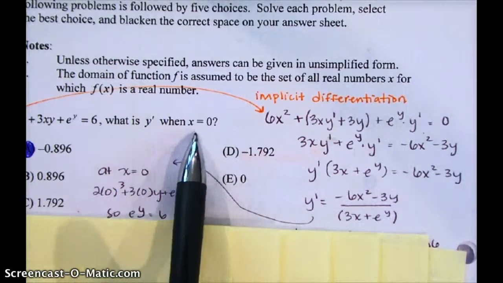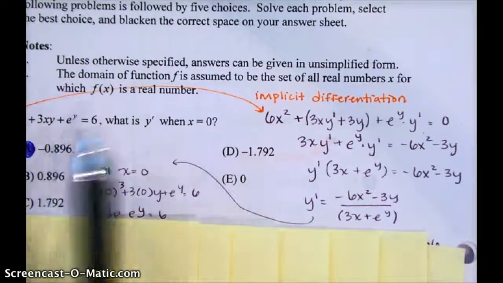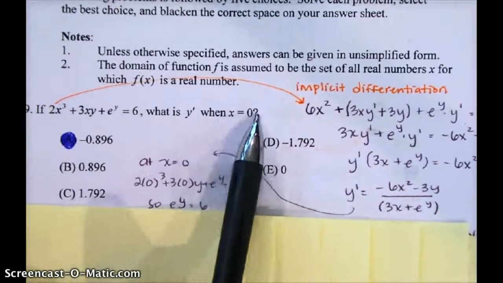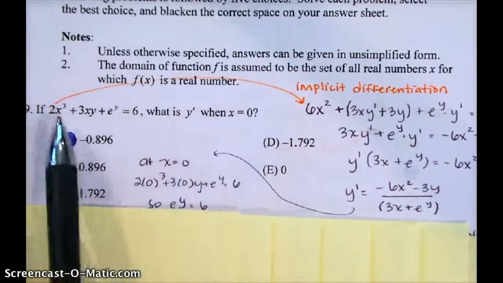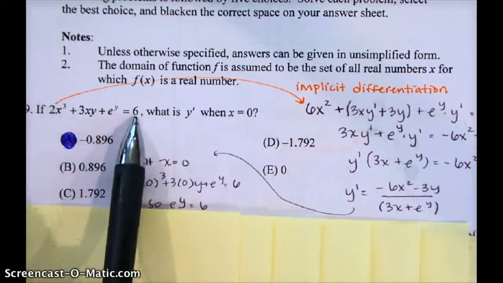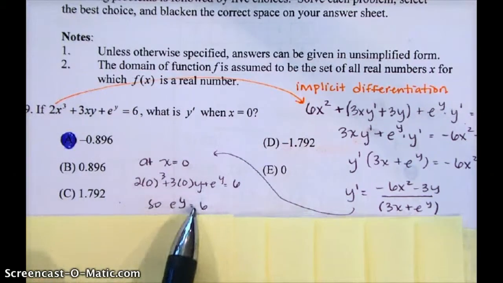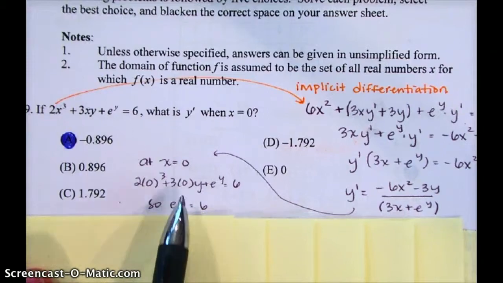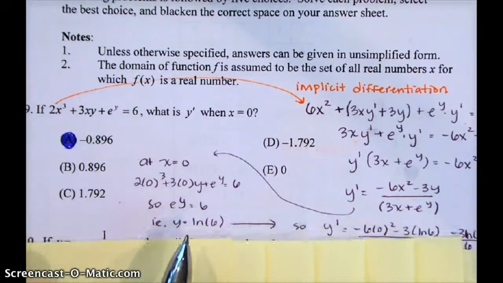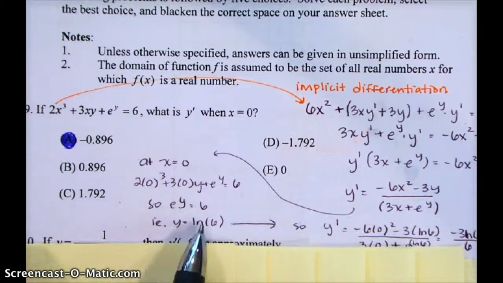So to figure out what the y value of the original function is at x equals 0, I plugged in 0 for x in the original equation. That allowed me to solve this equation to figure out what y was going to be. And I ended up with e to the y equals 6, which can be solved using a natural logarithm. In other words, y equals the natural log of 6.